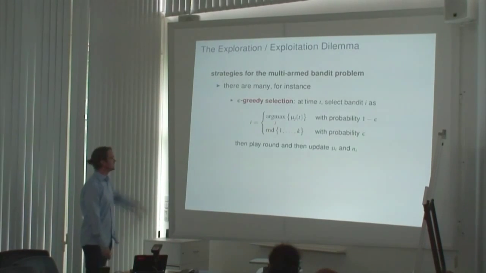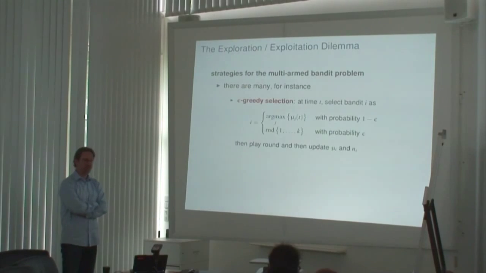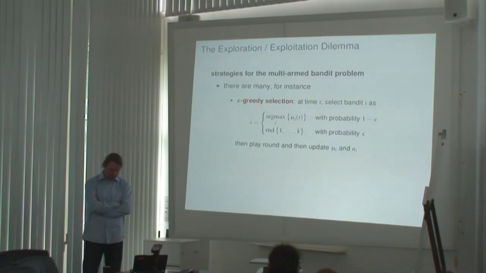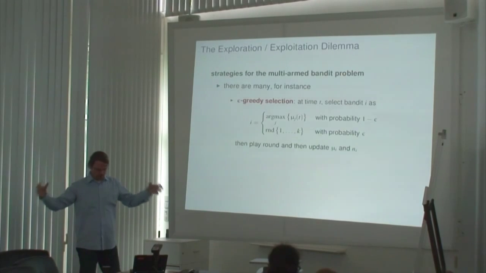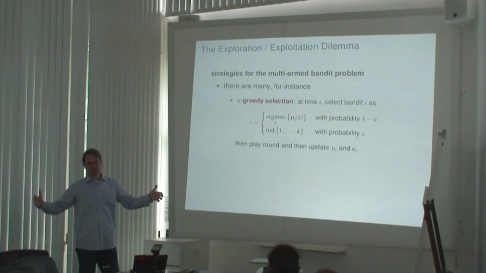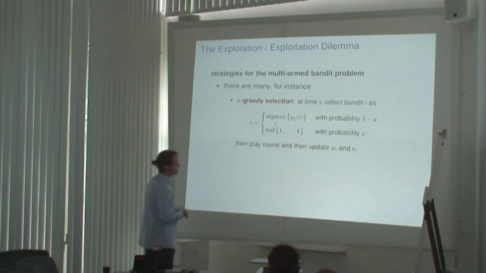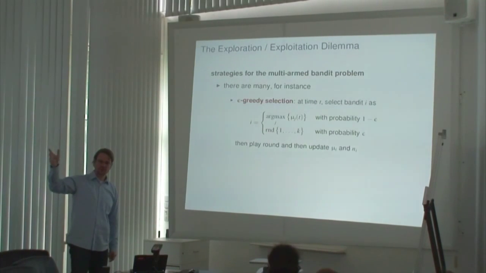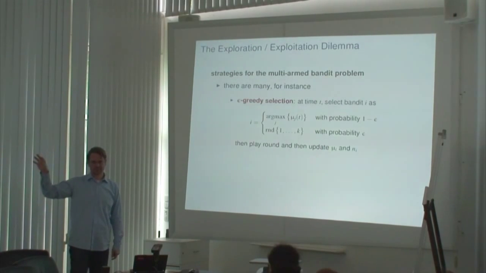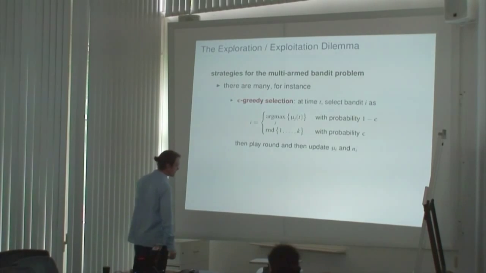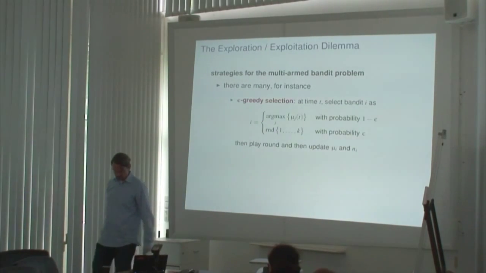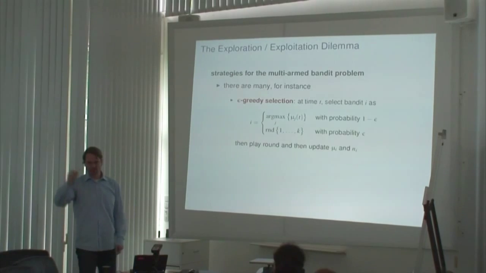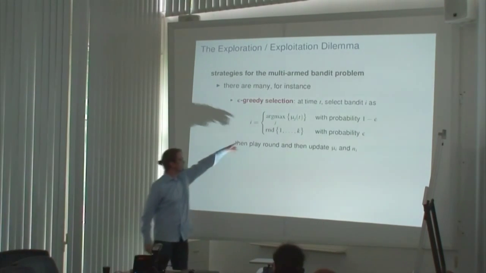There are many. For instance, the so-called epsilon greedy selection works on the basis that at time t, we look at the bandits and rank them according to the expected reward they have produced so far. And with probability 1 minus epsilon, epsilon is something small, not too small, but not too large either, we choose the bandit that has produced the best result for us so far. And so we first have to produce a random number, and if that random number is, say, larger than some epsilon, we go for the bandit that was best for us so far. If that number is less or equal than epsilon, we go for some arbitrary, randomly chosen new bandit.